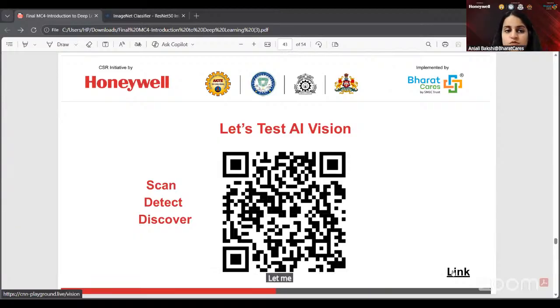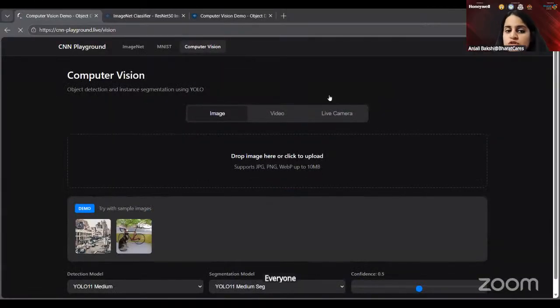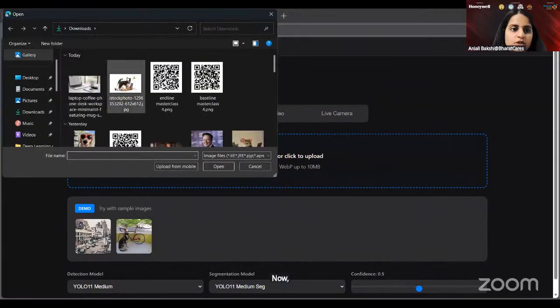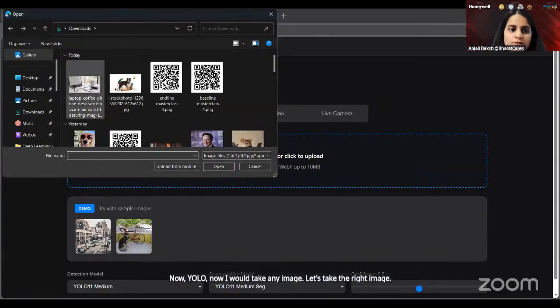Let me open also. Everyone on this page? If yes, mention yes. So it is same. Now the model used here is YOLO. Now I would take any image. Let's take the right image. First, let's take the image we were categorizing.